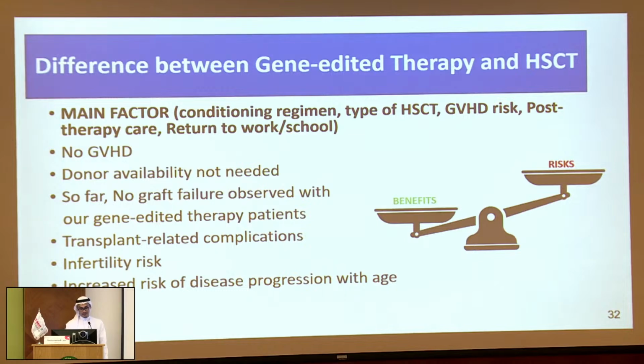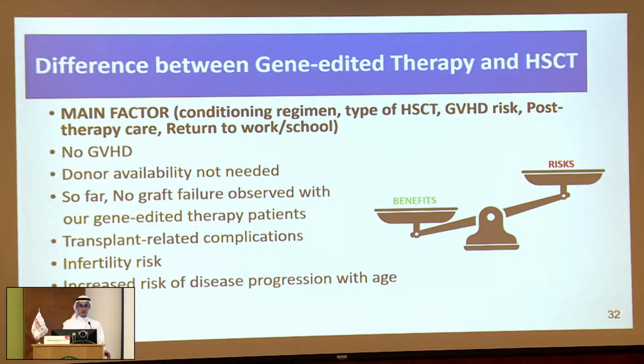Really, it is about benefits and risks, and the difference between gene-edited and allogenic stem cell transplantation, because these are autologous edited cells. It is the conditioning regimen, the type of transplant, the GVHD risk, post-transplant care, return to work or school, quality of life. All these are factors to be considered, and also the number of patients, the cost, and many other things.